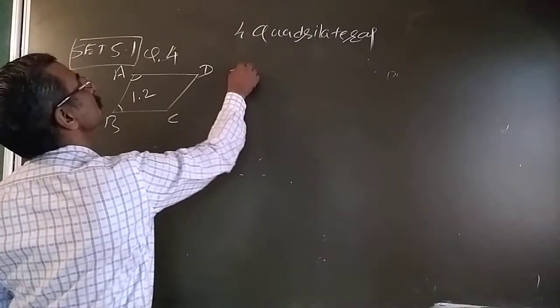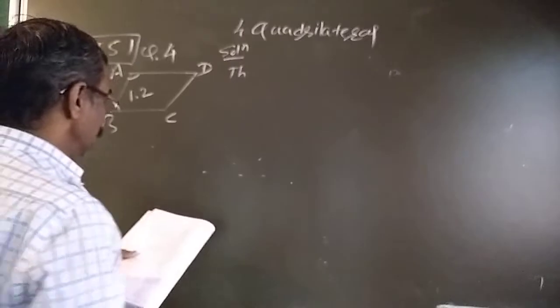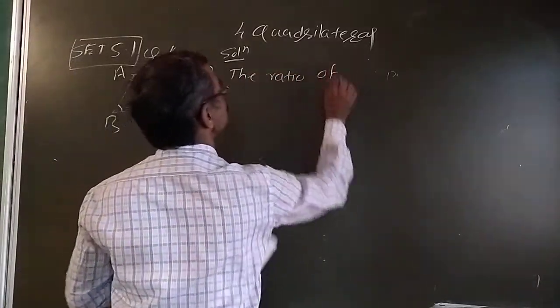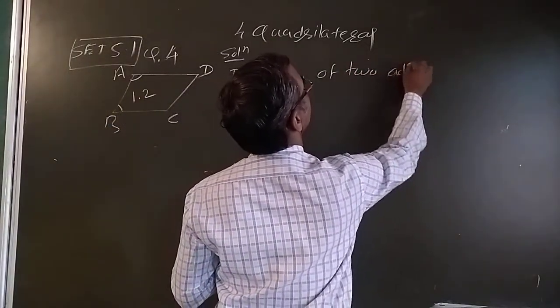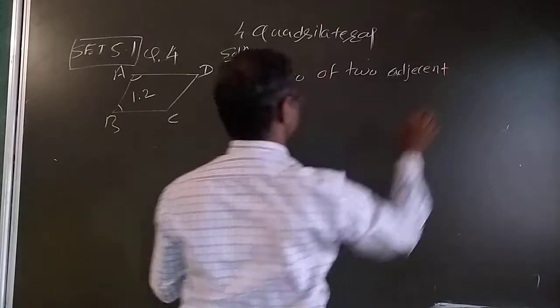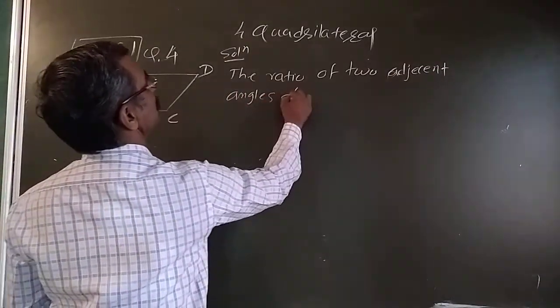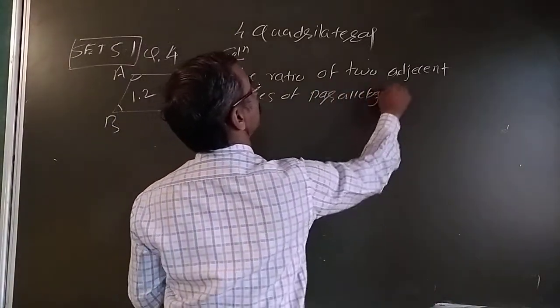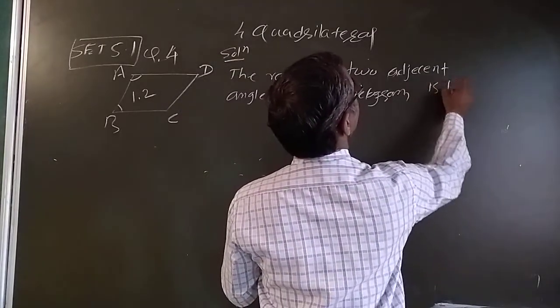Then in the solution you first write what is given. The ratio of two adjacent angles of a parallelogram is 1:2.